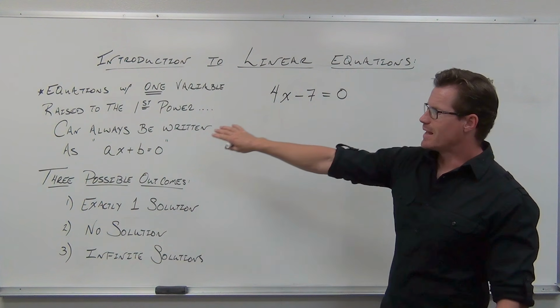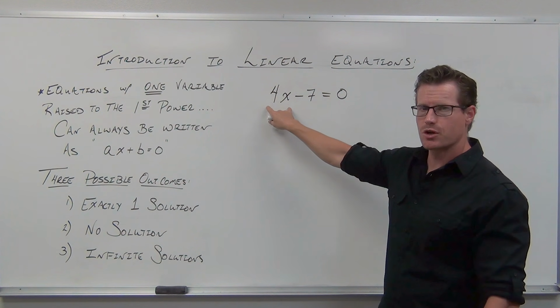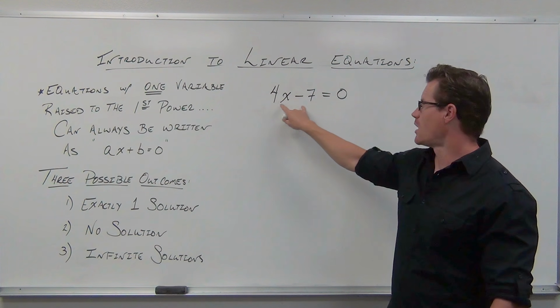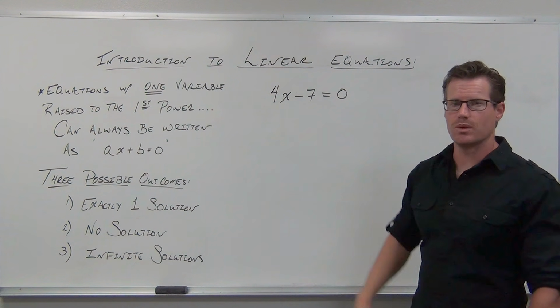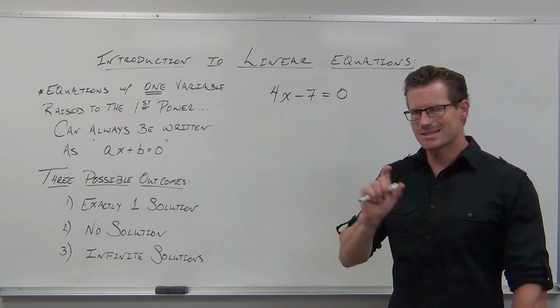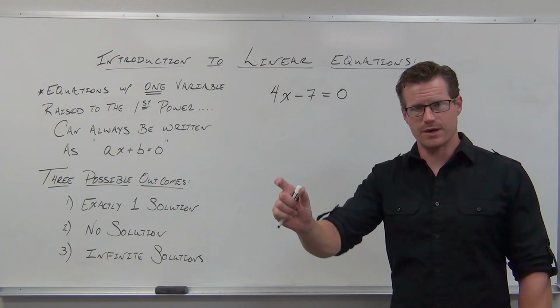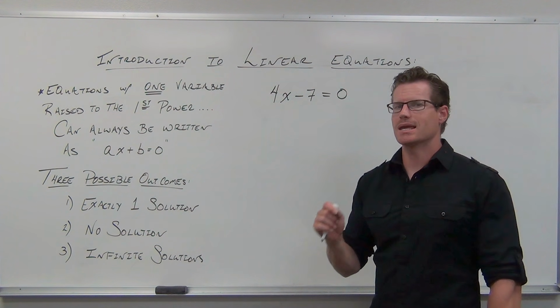If we write this in that form, all it means is you have your variable term first, and your constant term, if you have one, last, and then you have equals 0. So 0 is on one side. Your a here would be 4, not 4x, because a is that coefficient, the number in front of x. A is that number in front of x, which would be 4. Your b would be negative 7.